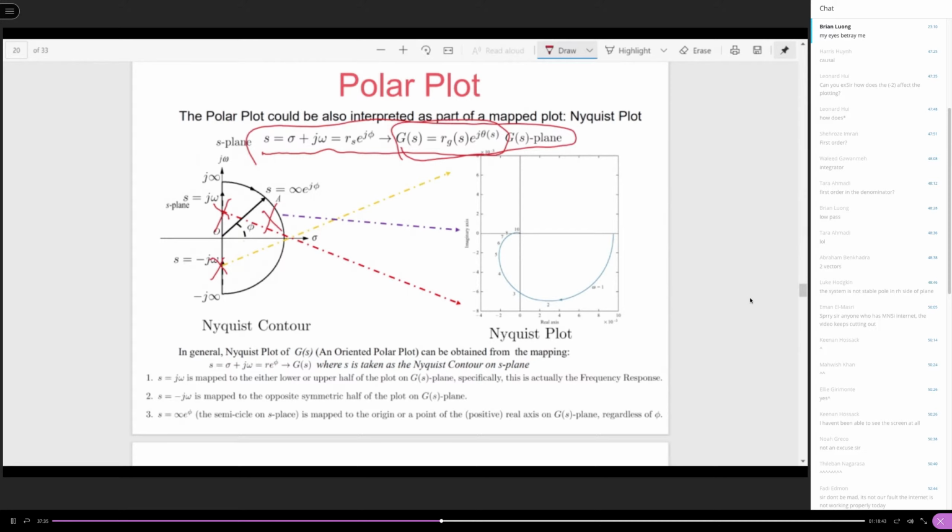And specifically, you should check this point, the origin on the s-plane, to see where this point maps to in the G of s plane. This is a specific point that you should always check, to verify whether your mapping and your plot are correct. But the nature of the definition of the Nyquist contour and the Nyquist plot does not change. So that is what we call the Nyquist plot.